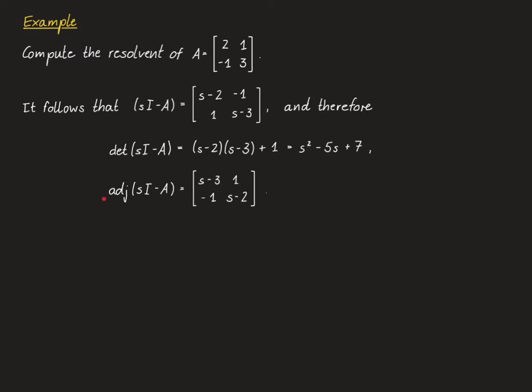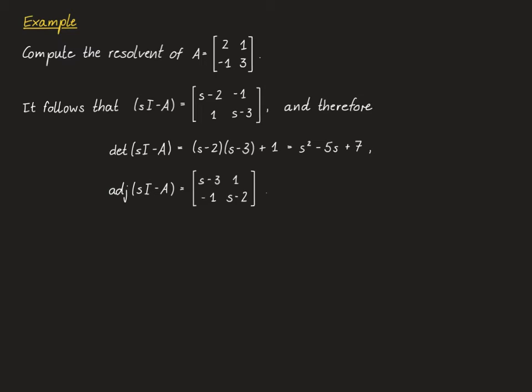Moreover, the adjugate matrix of sI minus A is given by this matrix, which is the transpose of the cofactor matrix, and the cofactor matrix consists of the corresponding minors of the matrix sI minus A. For instance, the minor of the element 1,1 is the element 2,2, so s minus 3, and the minor of the element 2,2 is the element 1,1, so s minus 2, and the other two elements turn out to be 1 and minus 1.